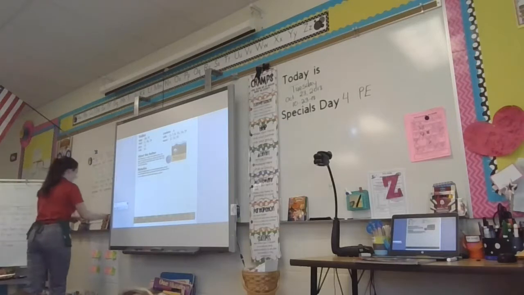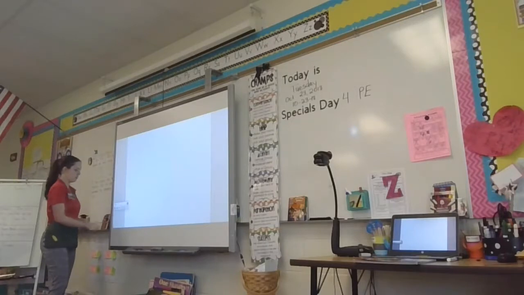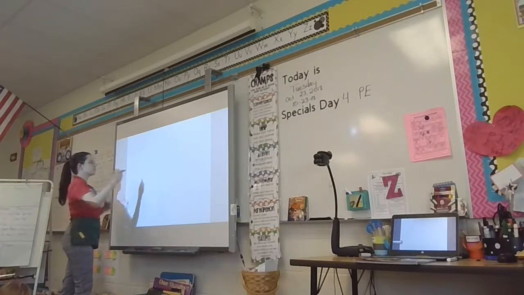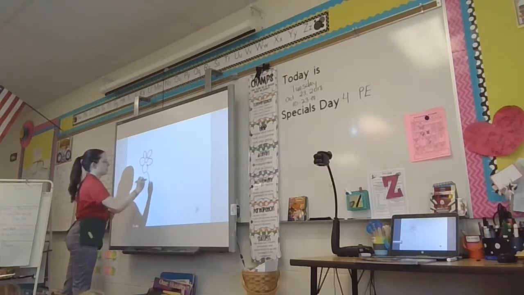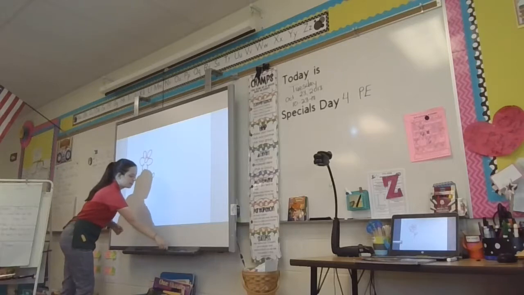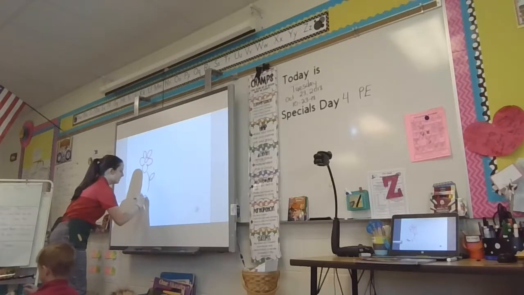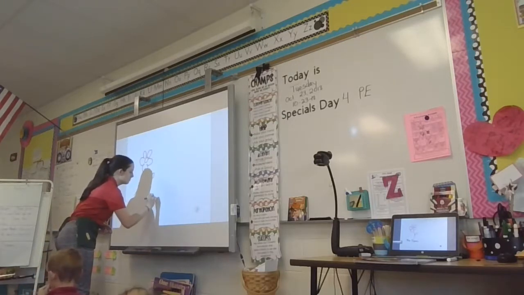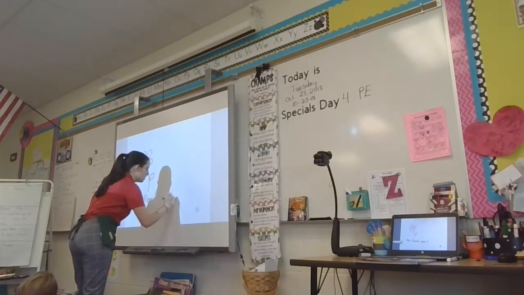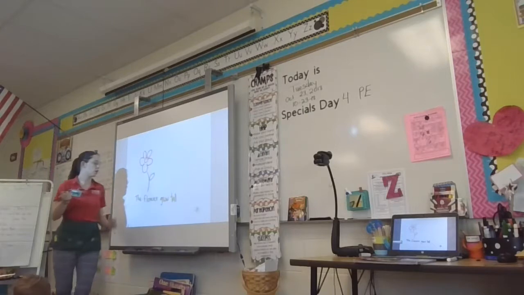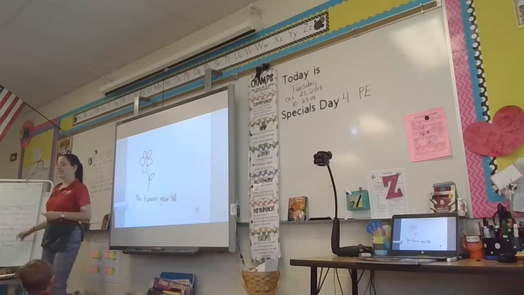So I'm going to draw something on our board. Okay. So if I drew a flower and I wrote underneath, the flower grew tall. So what do we think this is? Do we think it could be a caption or a diagram?